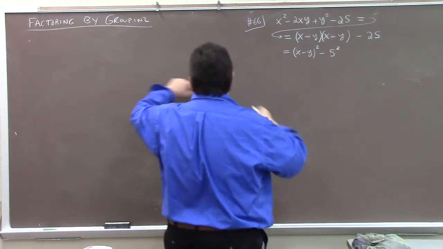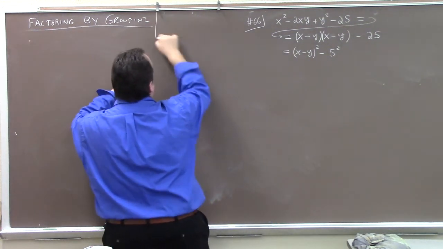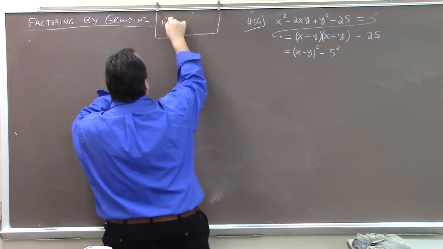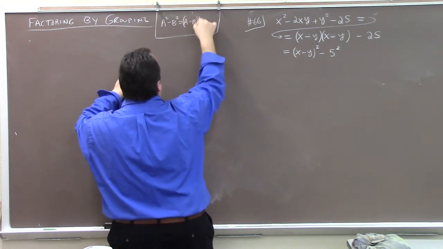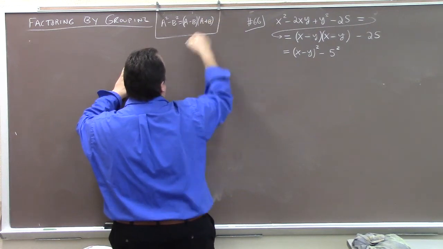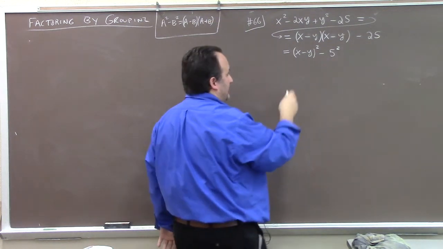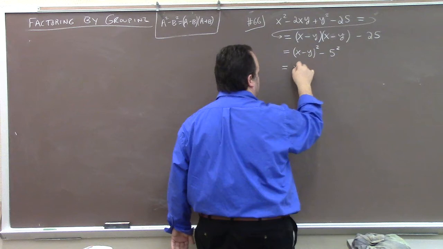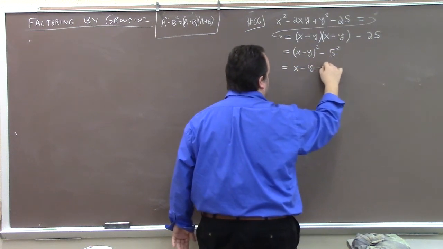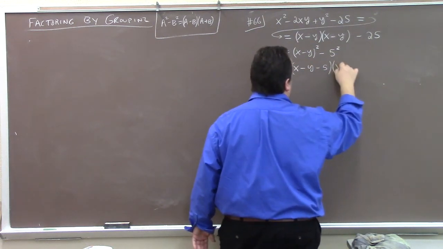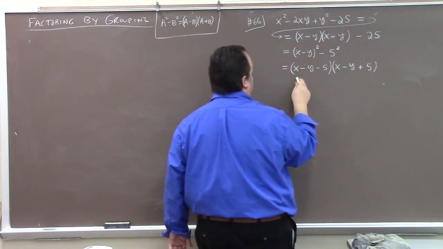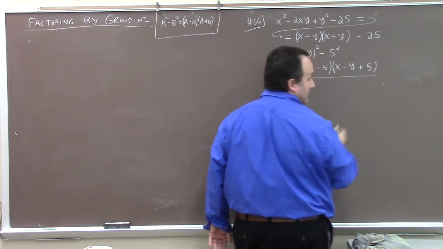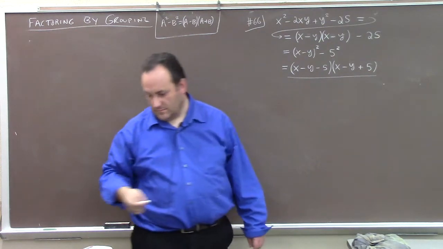Right? And remember, one of the things we should always keep in mind is that a squared minus b squared is a minus b times a plus b, right? So as soon as we see that difference of squares, we're like, aha, we're in the home stretch. We know what to do here. This is x minus y minus 5, x minus y plus 5. And so that's how you do a problem like that. There's a few problems like this in this section.